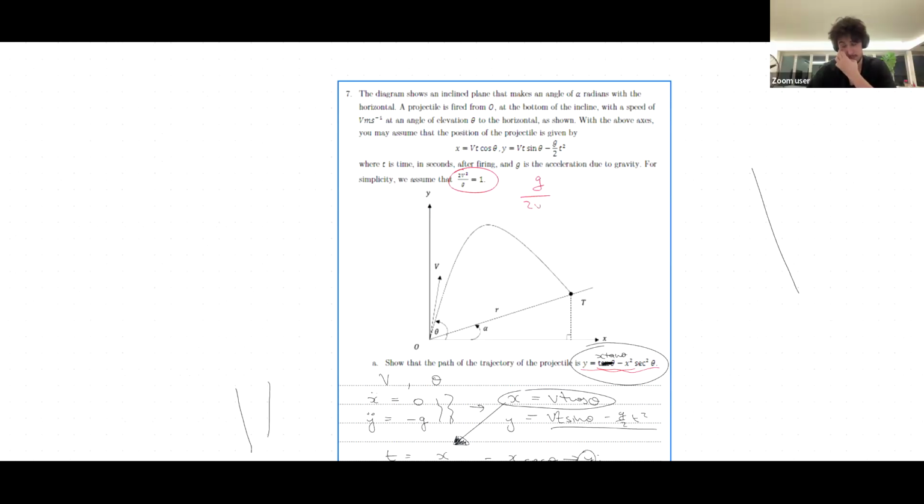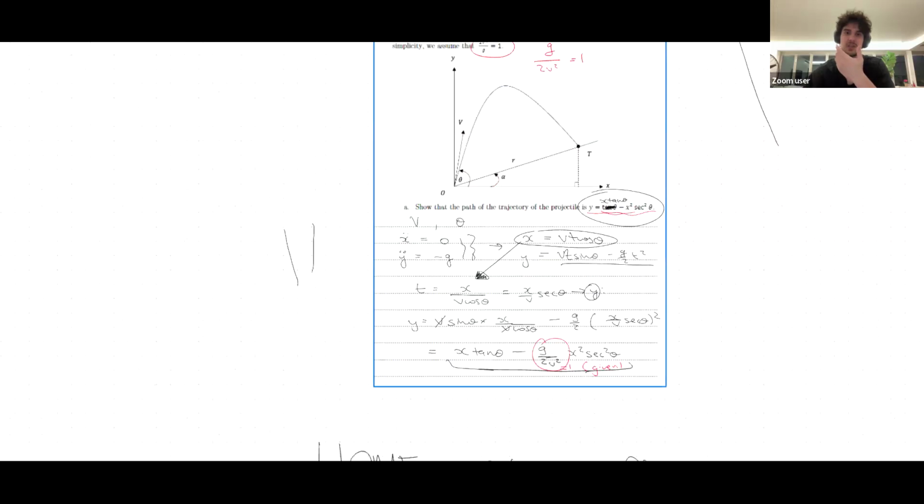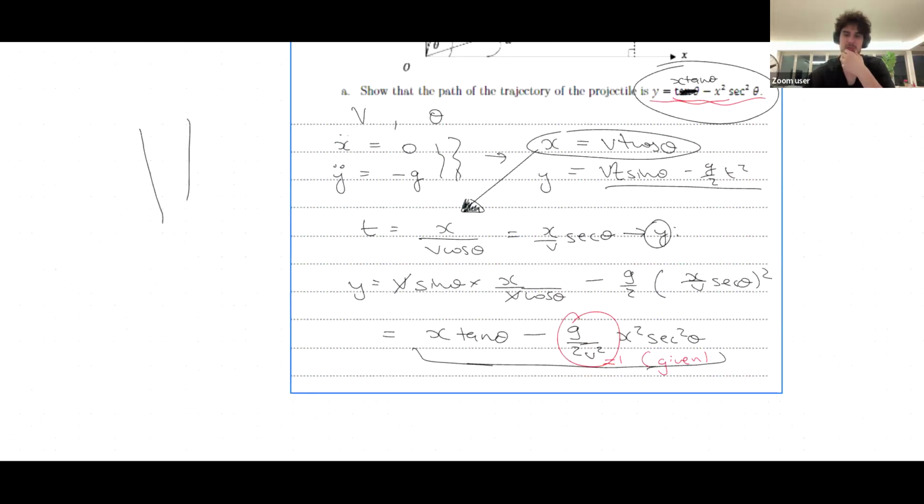Because if you invert 1, it's still 1. So then we can say that this equals 1. This is given, and then you get the thing. Exactly. Okay, nice. There's more to this question, right? Yes, there is.